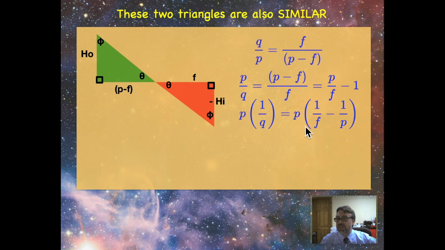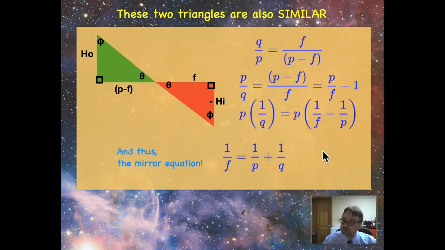But I have P on both sides. If I have P on both sides, I can cancel it out. And then I'm simply going to do a little rearranging and bring this 1 over P over to the other side. And I get that 1 over F equals 1 over P plus 1 over Q, which thus is the mirror equation. So there you go, just with a simple application of right triangle geometry, similar triangles, and algebra 1, we can get the mirror equation.